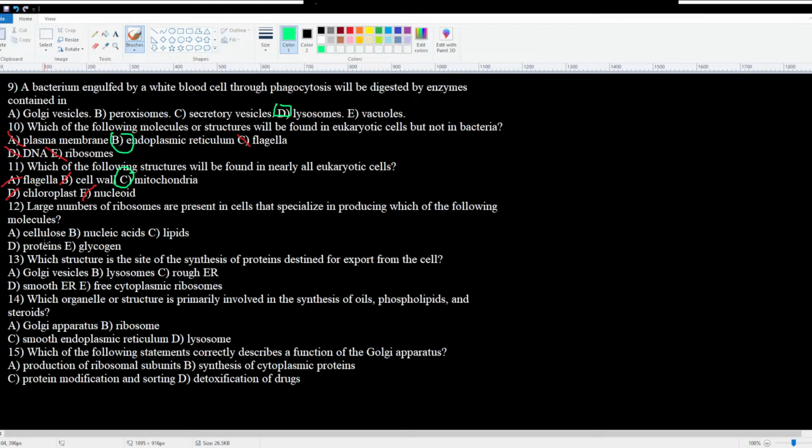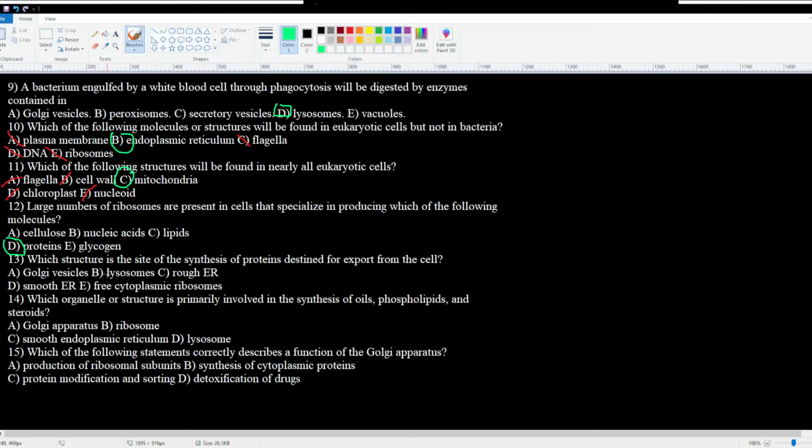Anyway, large number of ribosomes are present in cells that specialize in producing which of the following? So remember, ribosomes, we make proteins via ribosomes. This is what my 7th grade biology teacher taught me. Ribosomes, think of ribs. Ribs contain protein because they're meat, right? Ribosomes, rib, protein, that sort of thing. So we could just skip right to proteins because they're not going to make lipids, they're not going to make nucleic acids. They're going to make proteins, and that's it.